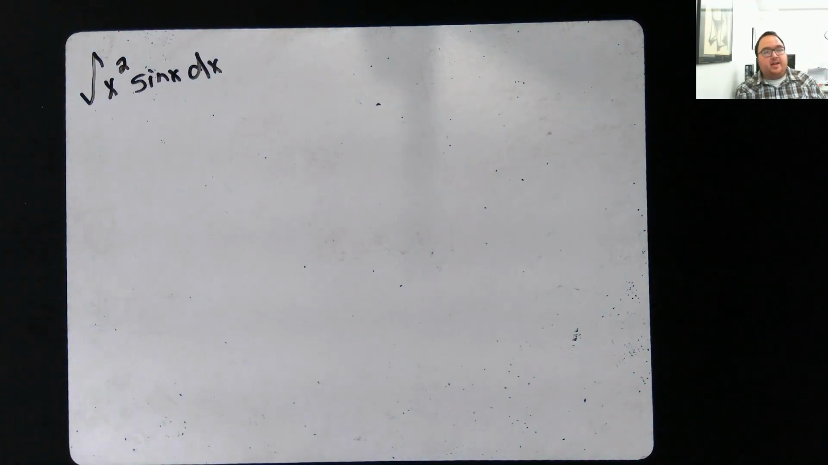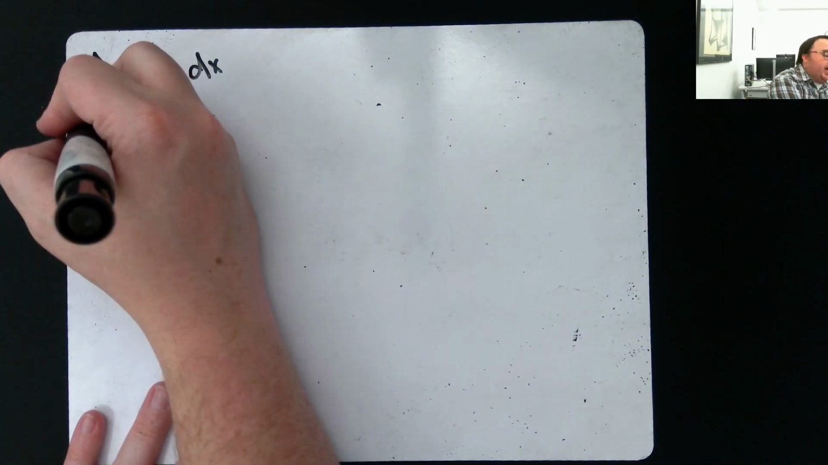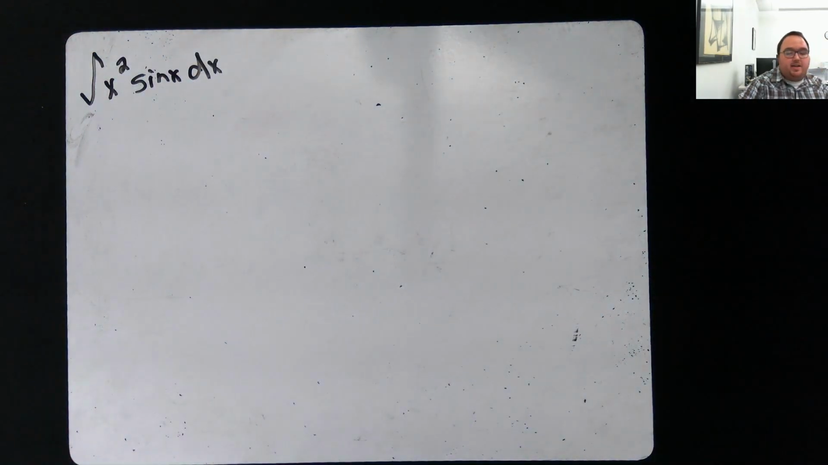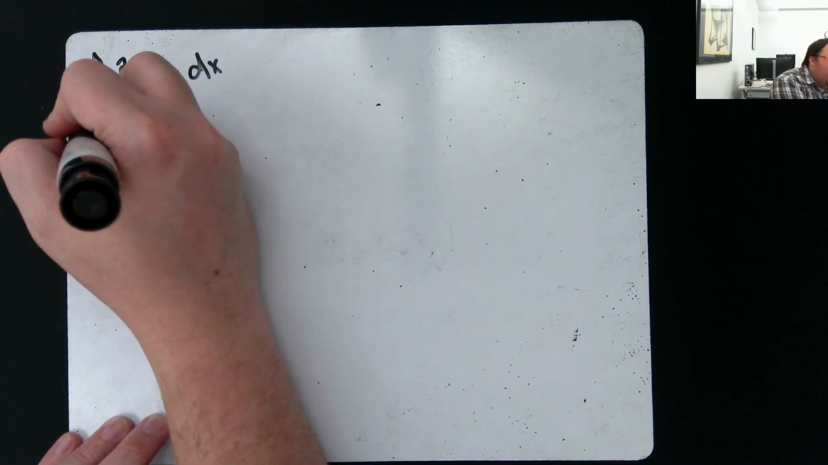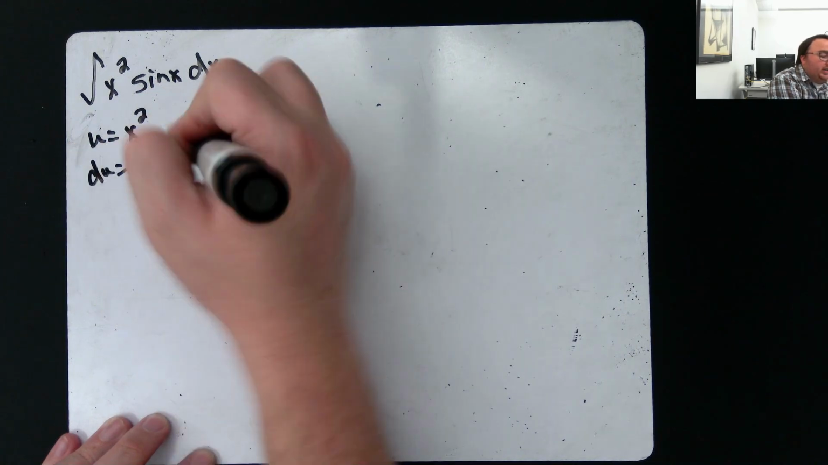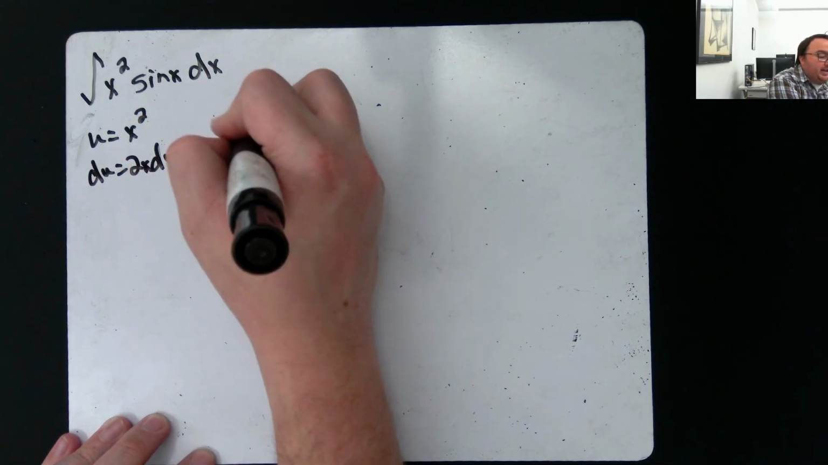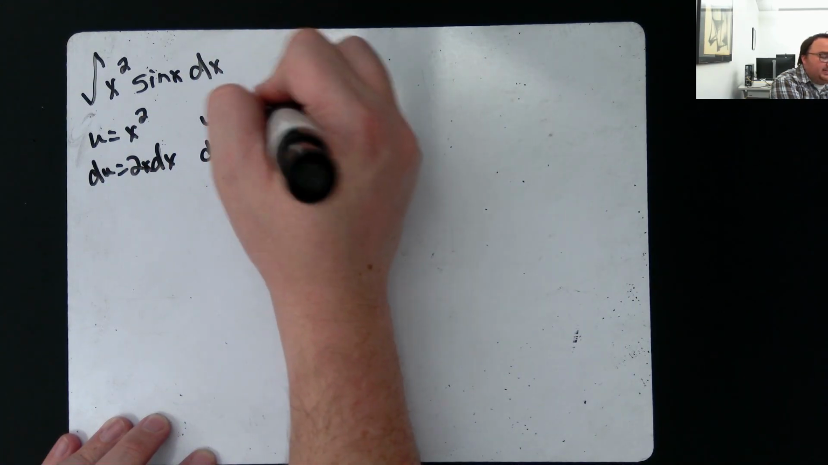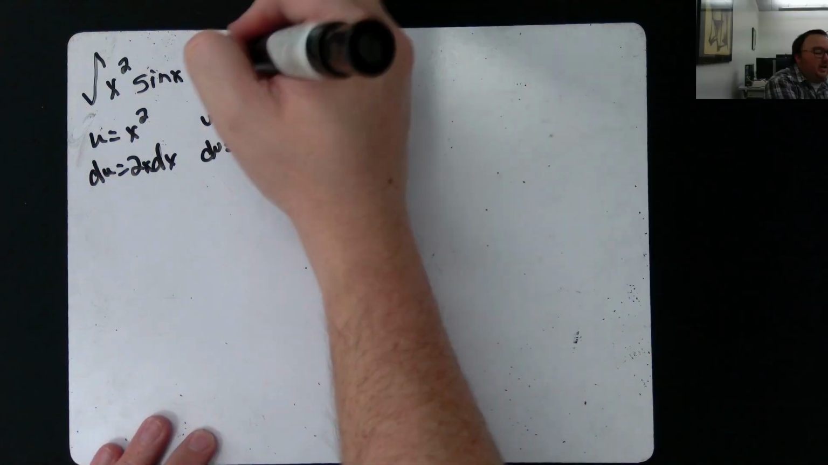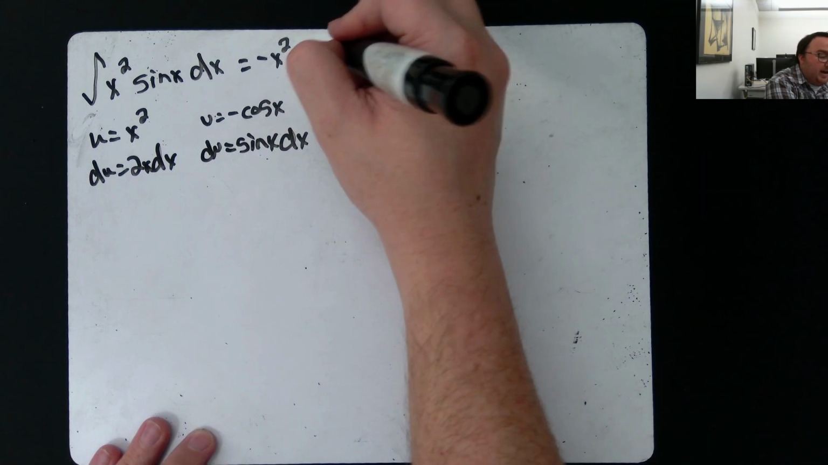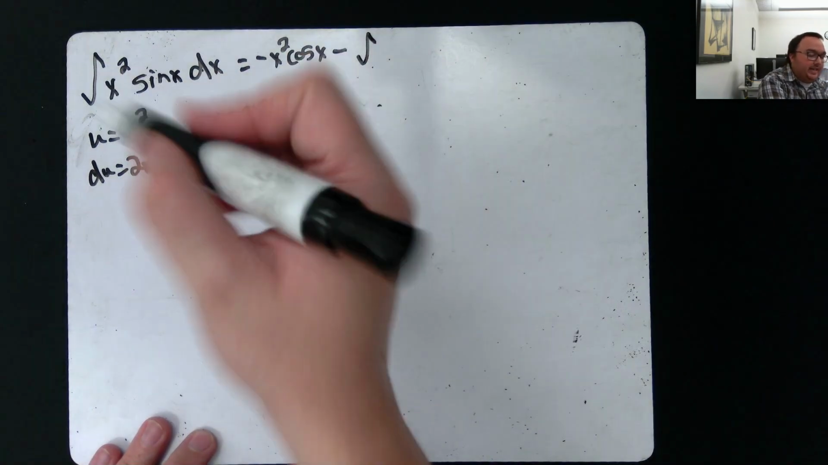Have a product here. Again, the idea is I want to break it down to where I no longer have a product. So I'm going to let u be equal to x squared, because then my power is going to be decreasing, which is good. du would then be 2x dx, which would leave dv to be sine of x dx. The antiderivative of sine of x is negative cosine of x. So this becomes uv, negative x squared cosine of x, minus the integral v du.